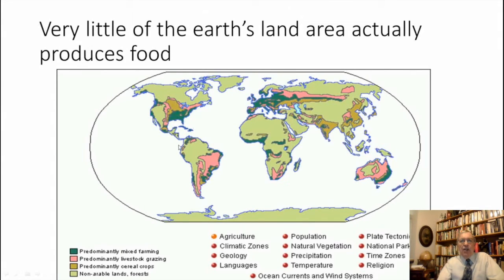And the very lightest color is predominantly non-arable lands and forests. So again, you see most of the world's surface is not good for agriculture because it's too cold, it's too dry, deserts, ice caps, glaciers, and so forth.